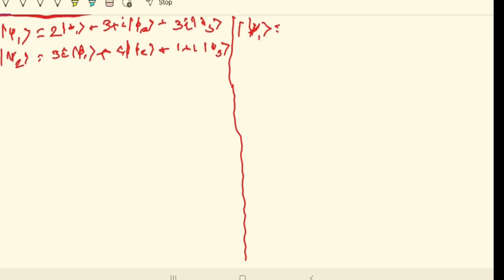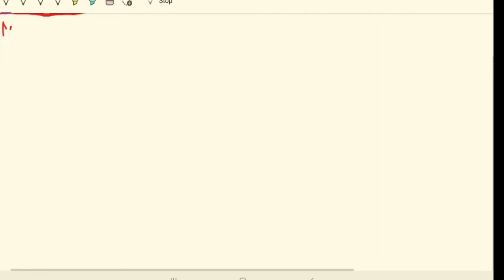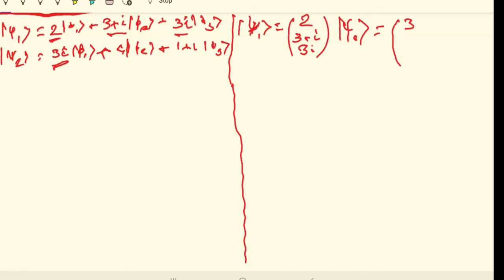In terms of column matrices, psi 1 will be equal to a1 is 2, so 2, a2 will be 3 plus i, so 3 plus i, and the third component will be 3i. So this is my psi 1, and my psi 2 will be equal to, the first component will be 3i, the second component will be 4, and the third component will be 1 plus i.